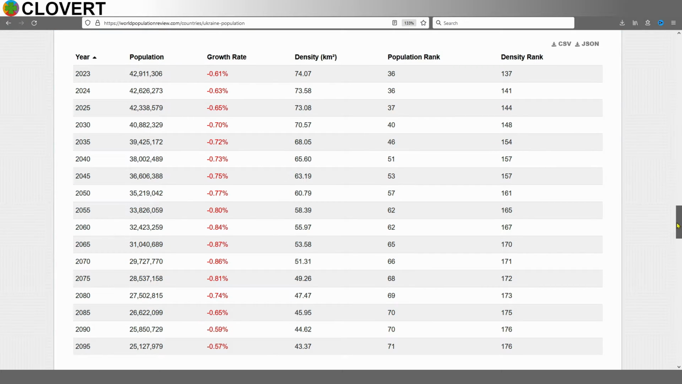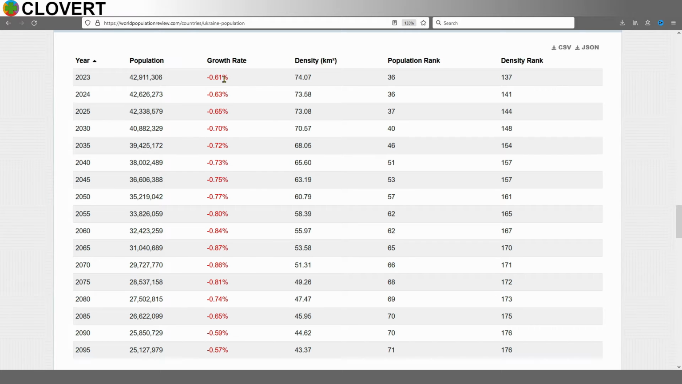Now look at the projections. It's all in the red. 2023, 0.61. Now, these numbers could be way higher because of this war. Instead of being 0.61, you could have 2.61 or even 3.61. You could have millions of people leaving the country like they did in Syria.